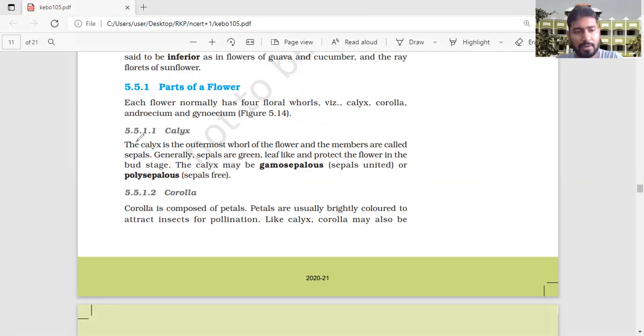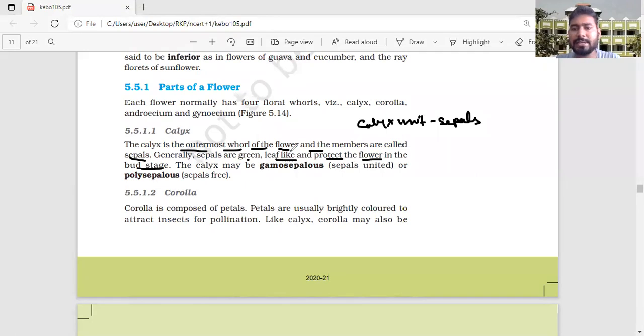Calyx. The calyx is the outermost whorl of the flower and its members are called sepals. So sepals are the unit of calyx. Now, sepals are green, leaf-like and protect the flower. I told the function of sepals.